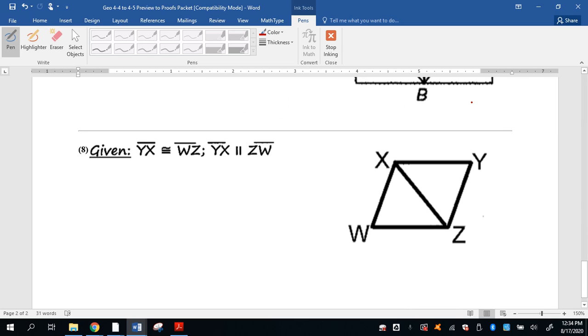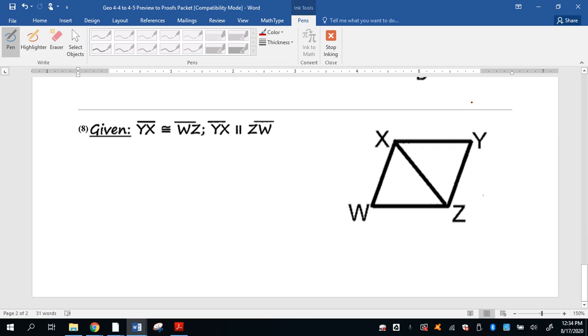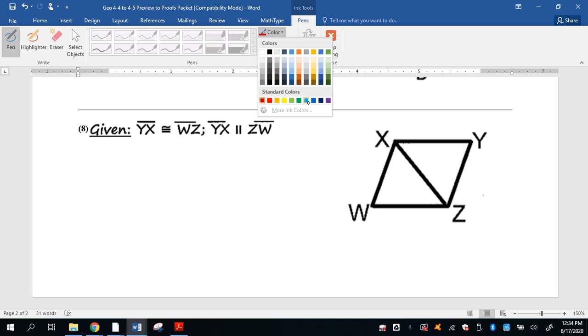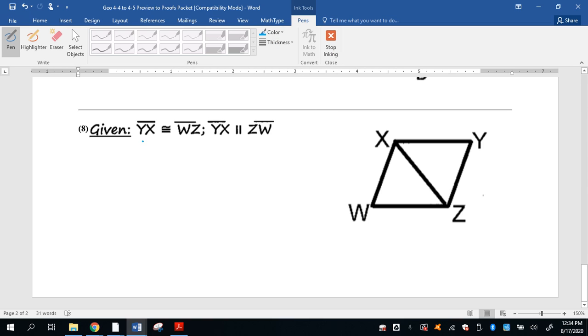Number 8. Lastly, let's see if you guys can follow with me pretty well on this. So first of all, XY is congruent to WZ. Whenever you see the parallel, you should think I'm going to use the alternate interior angle theorem in the proof. So I'm going to mark those two segments with red pen and show that they're parallel. So YX is parallel to ZW, and I'm going to use my double arrows, or you can just use one pair of arrows, to show that those are parallel.